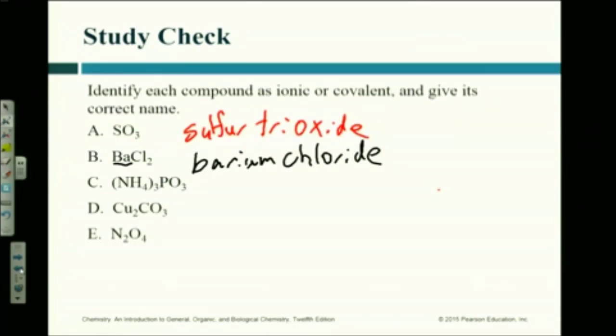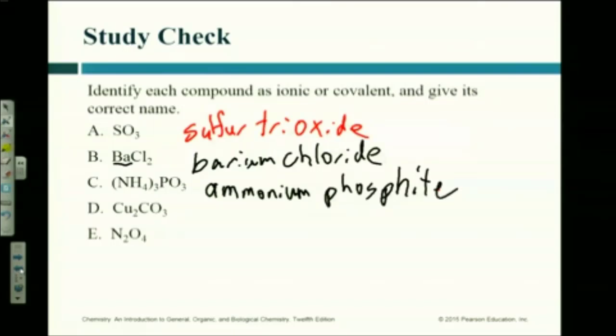Oh, good Lord. Look at C. Look at all those atoms in C. When you see parentheses, what do we say? When you see parentheses, that means it's a polyatomic ion. So it is ionic. See any transition elements in there? No. Nope. This is ammonium phosphite. Whew. Let's get D. Let's come back to D.